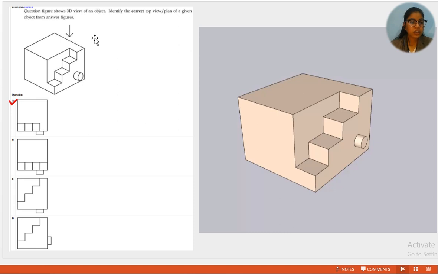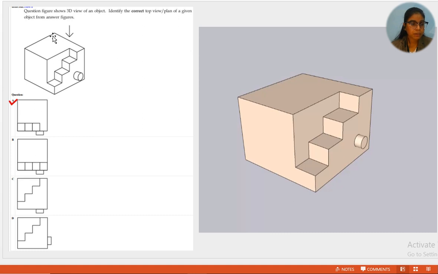Next, a 3D figure is given to you and you have to identify the correct top view plan of the object. So here also you can do one thing. You can start with this circular part or anything, whatever you prefer, convenient to you. If you look at the top part of the staircase, you will get to see one, two, three, four lines. One, two, three, four. See, there is an extra line.